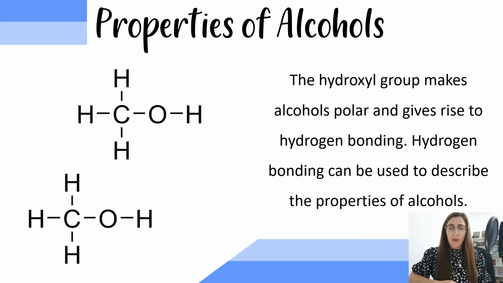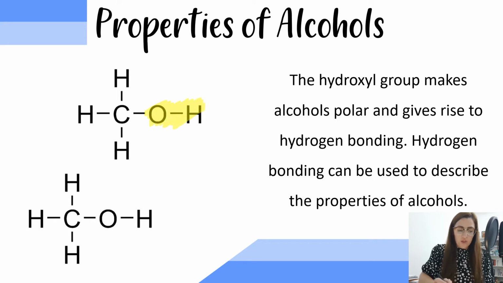Next, we're going to look at properties of alcohols. Now, we've been looking at properties in Unit 1, for example, boiling point and melting point, solubility and viscosity, and we know that properties are affected by the intermolecular bonds that a molecule exhibits. Now, alcohols have a hydroxyl group, which means they exhibit hydrogen bonding.